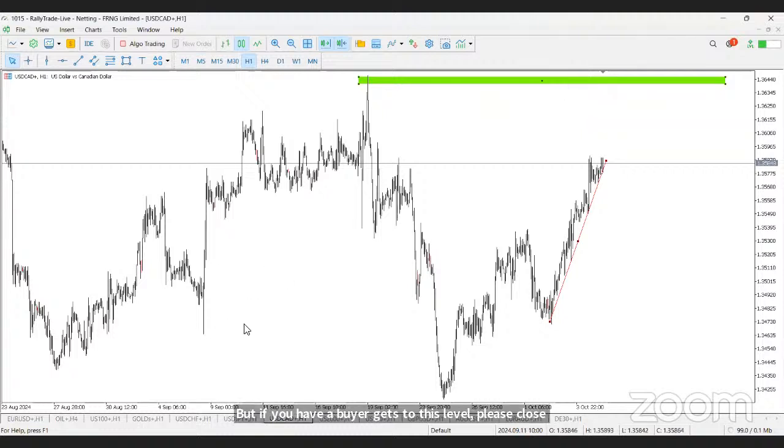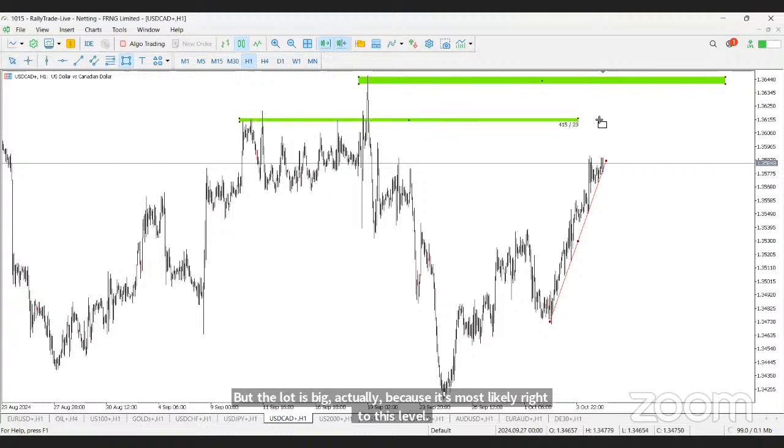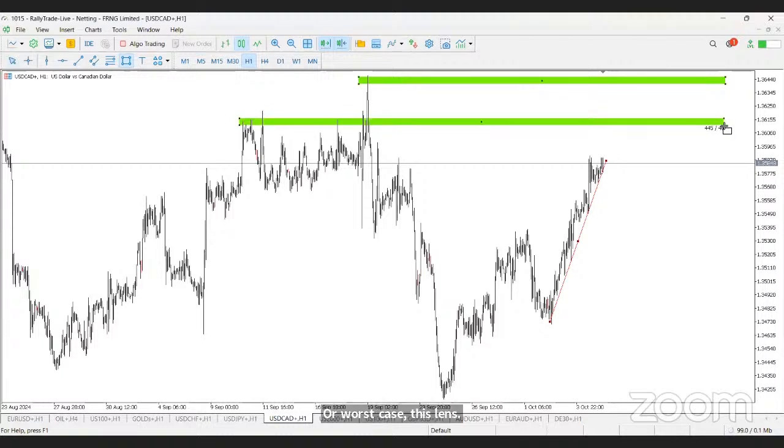But if you already have a sell running, if your lot is not big, you may stay. But if your lot is big, you can cut your trade, because it will most likely rise to this level, or worst case, this level, before it will turn back.